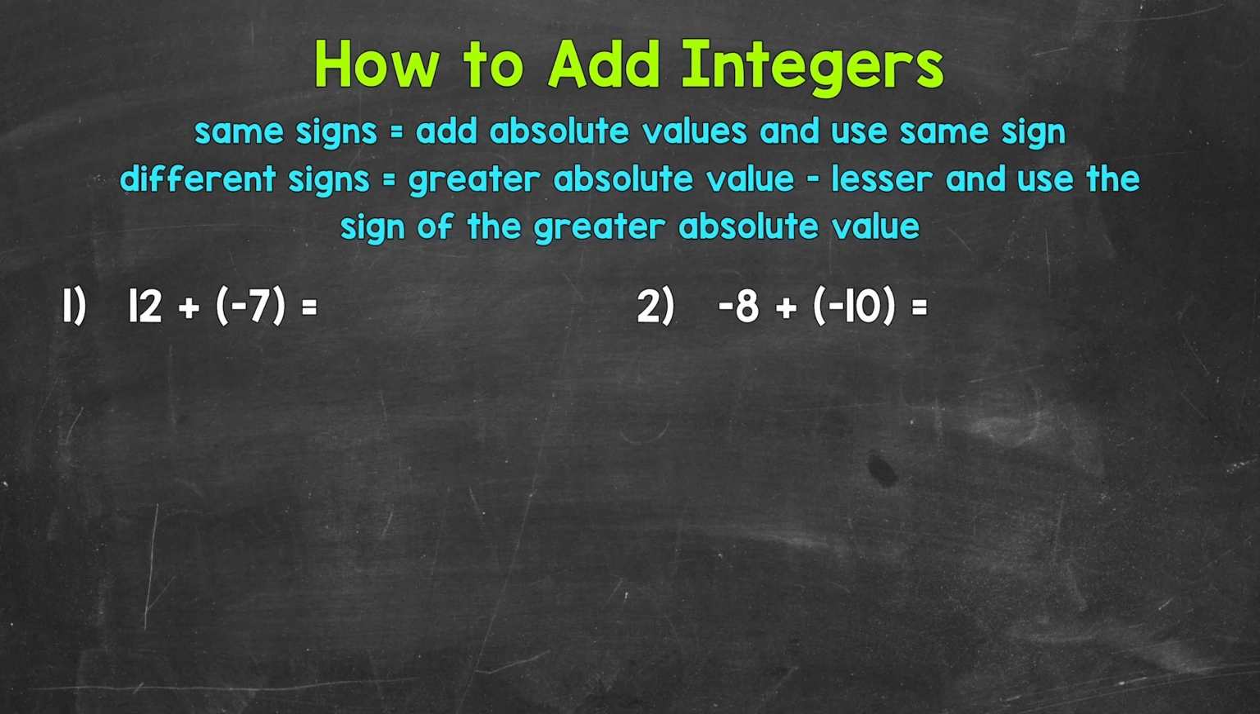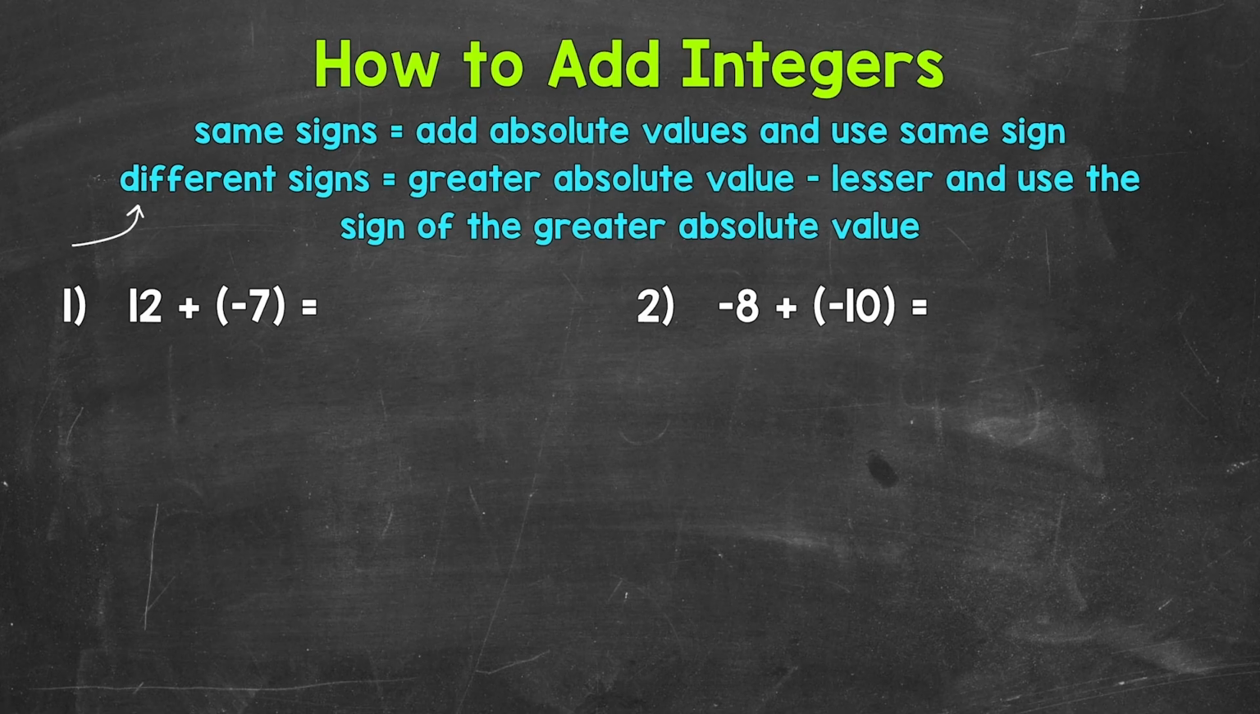We'll start this problem by taking a look at the signs. We have a +12 and a -7, so we have different signs, a positive and a negative. Since we have different signs, we are going to take the greater absolute value and subtract the lesser. Our answer will take the sign of the greater absolute value.